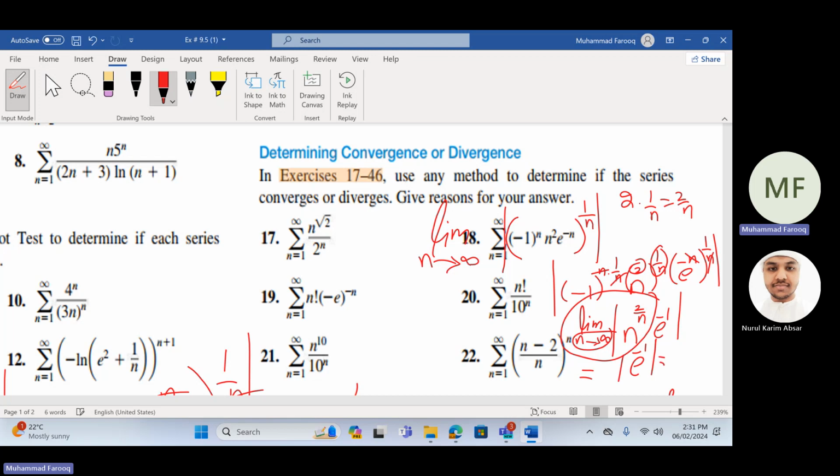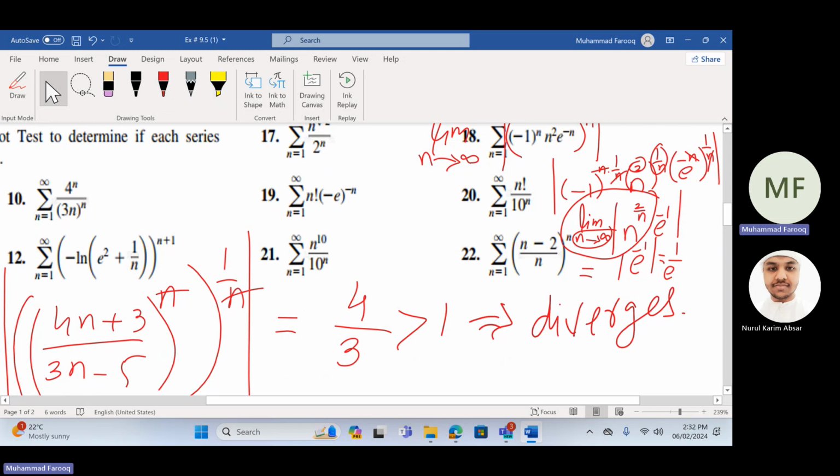e power -1 can be written as 1 over e. That's less than 1, you can check, it is less than 1. So if the calculation of the root test is less than 1, it is convergent. That's why the answer of this question is convergent, exactly.